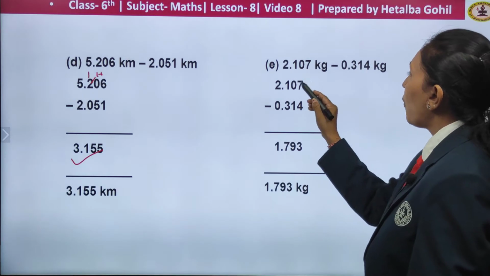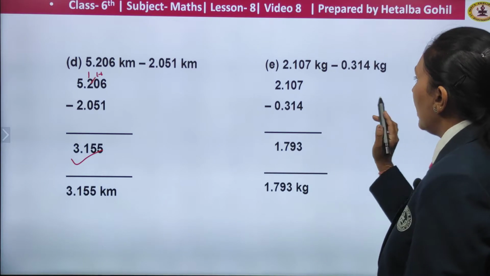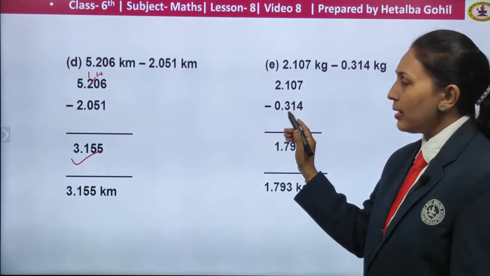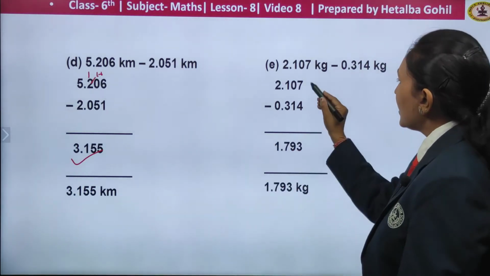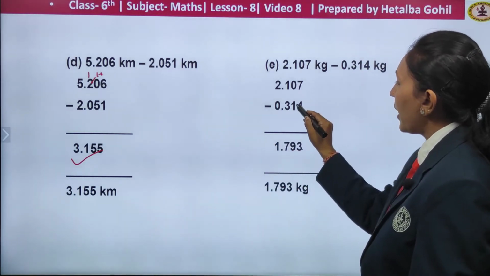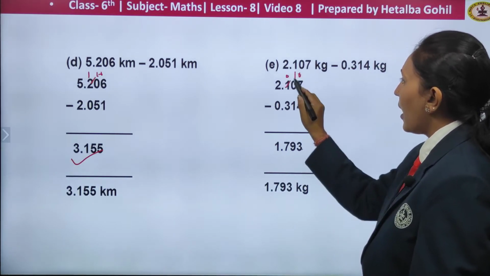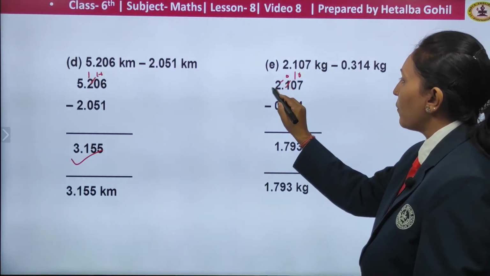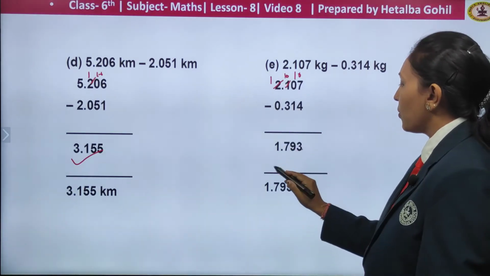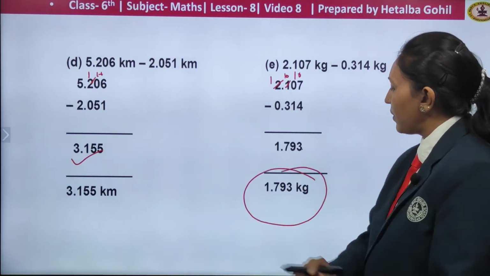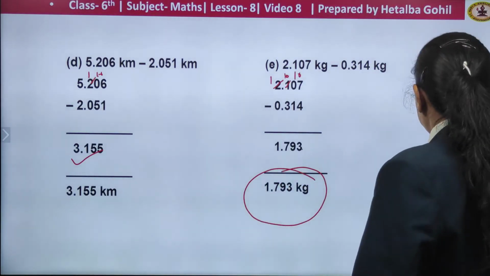Next one, 2.107 kg minus 0.314 kg. Now first, as usual children, line up according to decimals and the place values, and then start subtracting the numbers. 7 minus 4, 3. I cannot subtract the 1 from 0. I will borrow from here. 10 minus 1, 9. Again I cannot subtract 3 from 0, so I have to borrow from here. So 10 minus 3 I will get 7, 1 minus 0, 0. So what will be my balance left after subtracting? 1.793 kg over here.